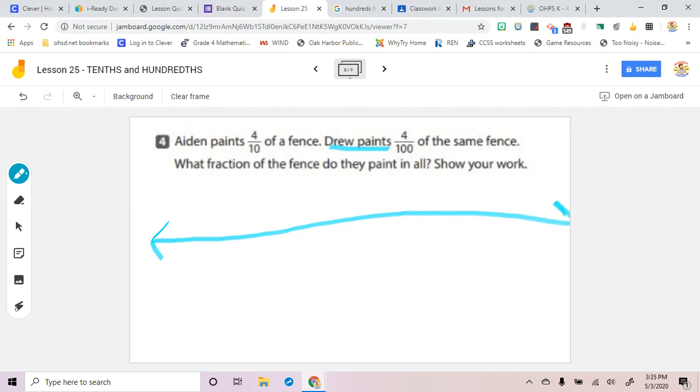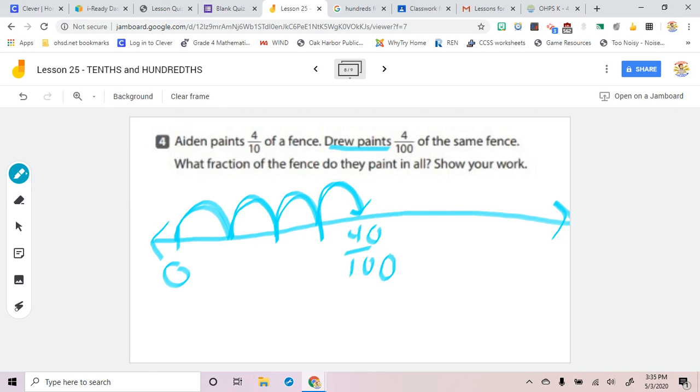A really bendy, terrible number line. So here's where they paint 0 amount of the fence. So Aiden paints 4/10. So 1/10, 2/10, 3/10, 4/10. But I'm probably going to want to make that into hundreds. So remember, it'd be 10 times as much. It'd be 10/100, 20/100, 30/100, 40/100. So let's think of it as 40/100, just so that our units are the same.